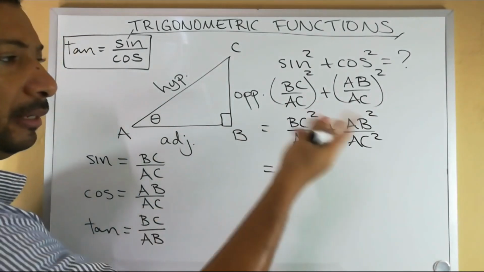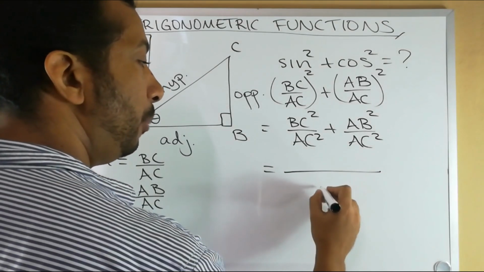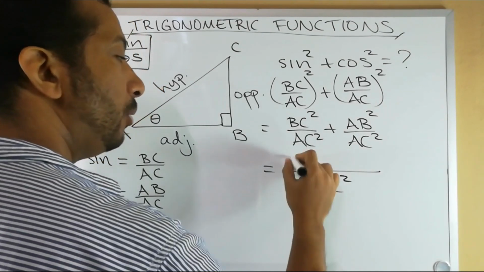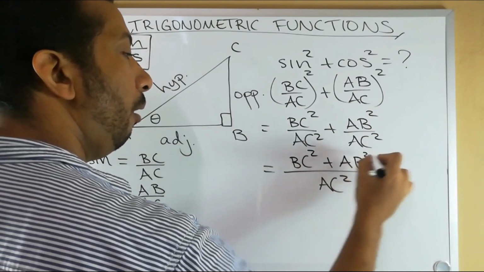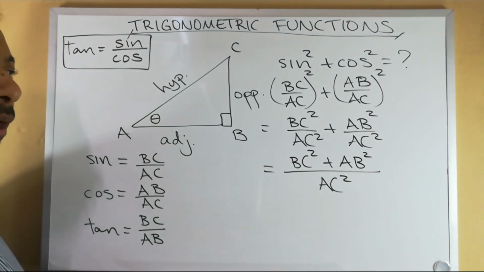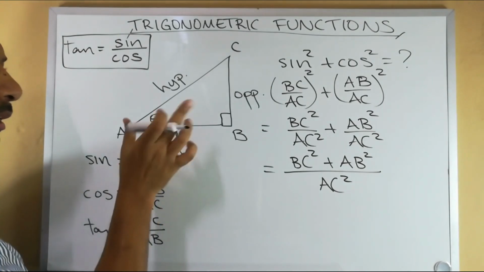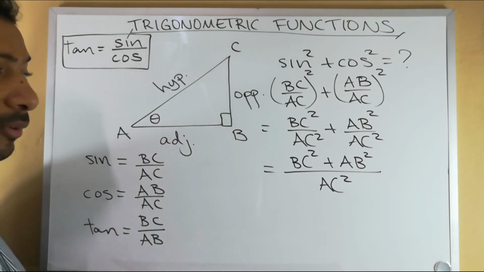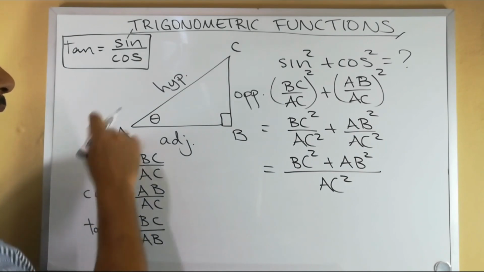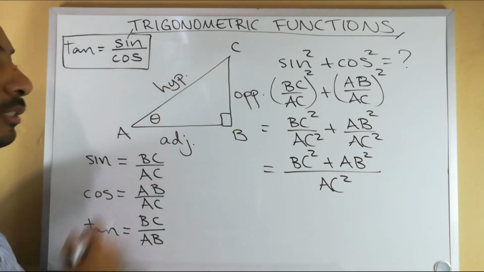Here, I am adding two fractions that have the same denominator, so I can just keep that like denominator. So I will have BC squared plus AB squared all over AC squared. But if I look at it, what is BC squared? And what is AB squared? And what is AC squared? Well, according to the Pythagorean theorem, AC squared is equal to AB squared plus BC squared.